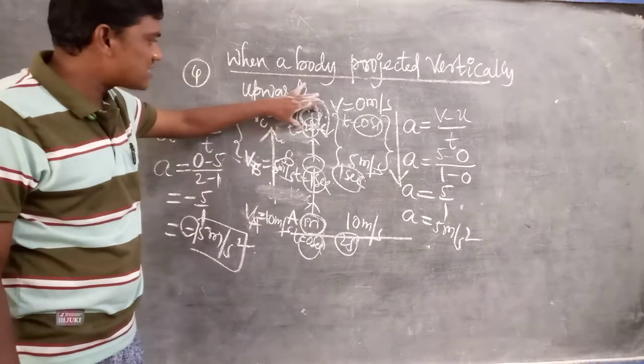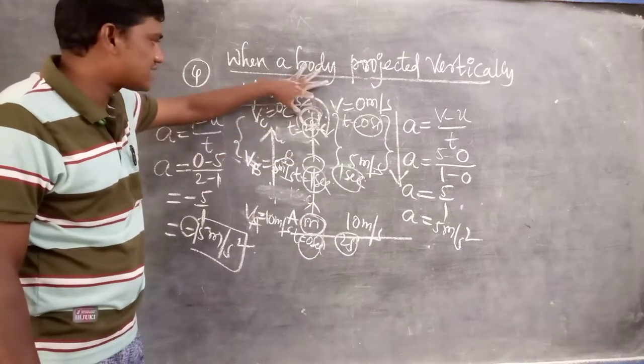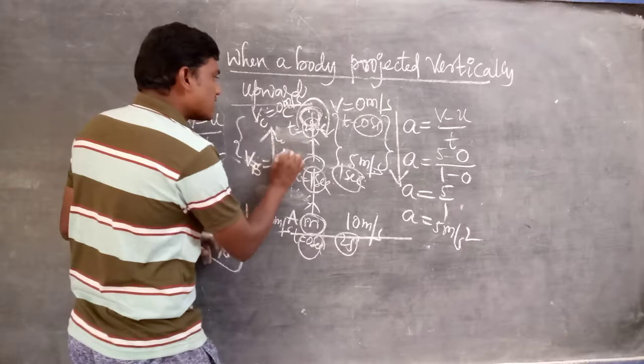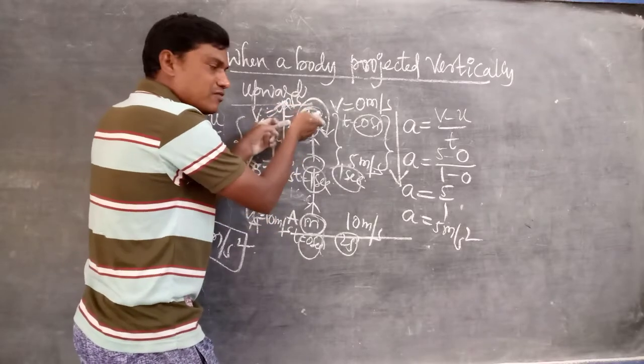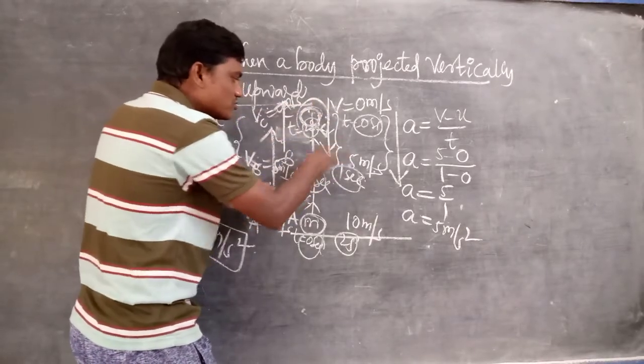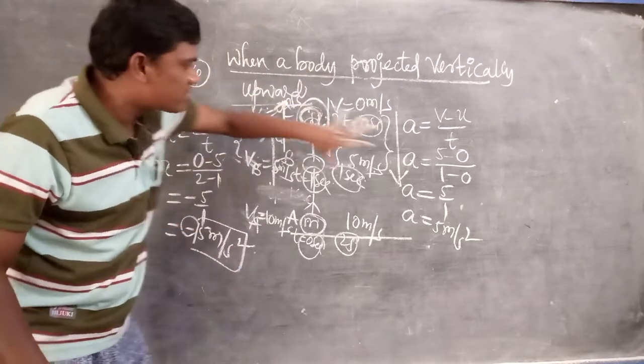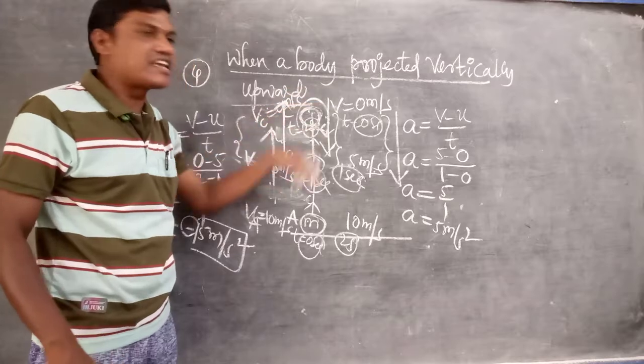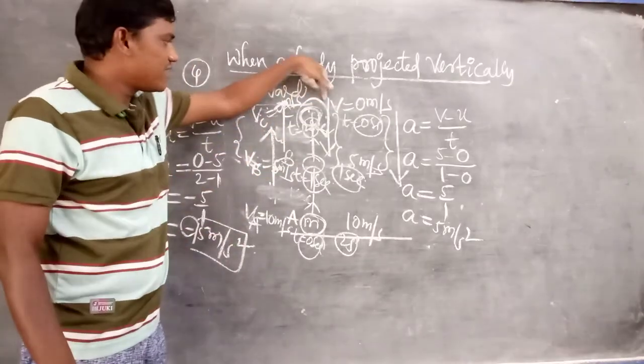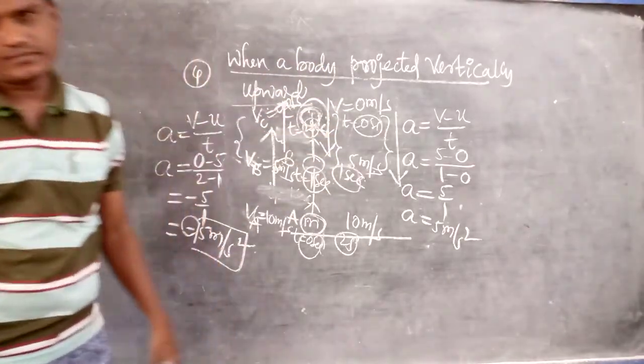But at the maximum height, between these two points, you can consider that the body moving vertically upward, without staying in the air, again becomes downward. That's why at the maximum height, acceleration is constant, but the direction of the velocity changes: initially upward, next downward.